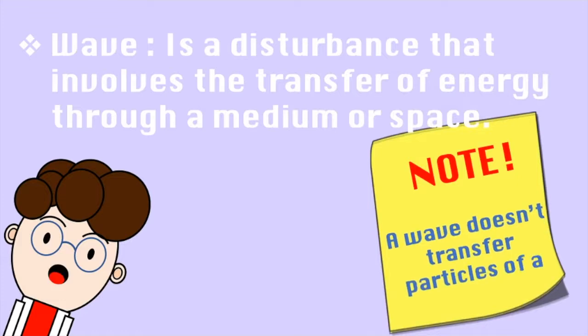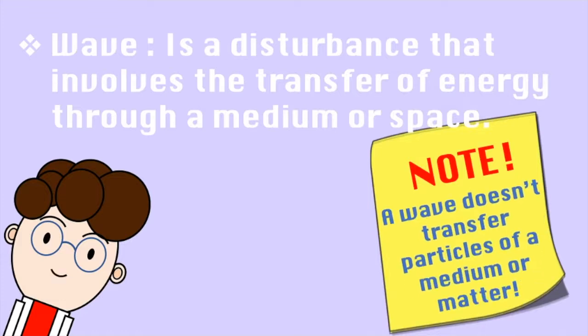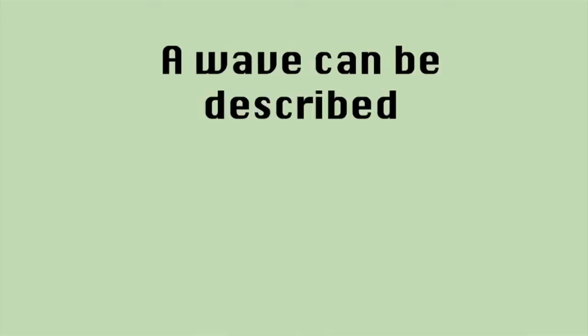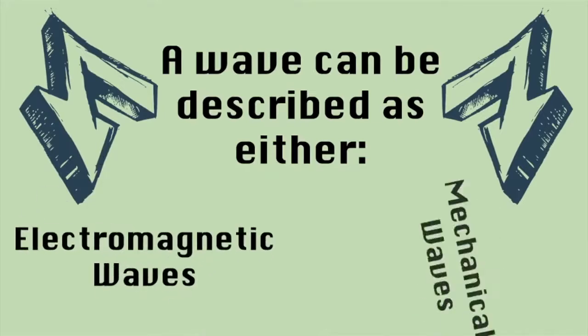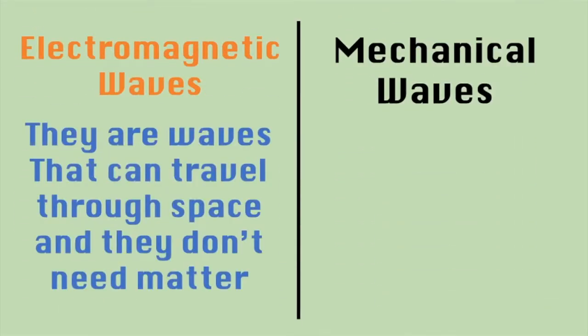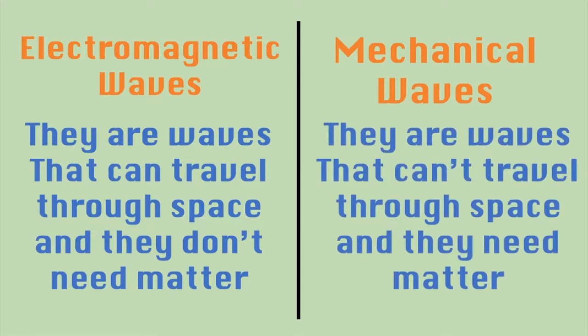Note, a wave doesn't transfer particles of a medium or matter. It only transfers energy. A wave can be described as either electromagnetic or mechanical. Electromagnetic waves are waves that can travel through space and they don't need matter. However, mechanical waves are waves that can't travel through space and they need matter.